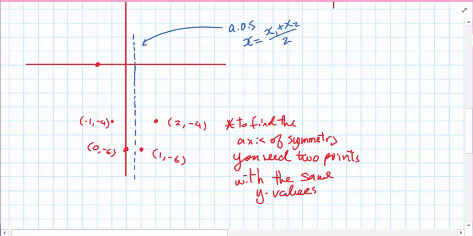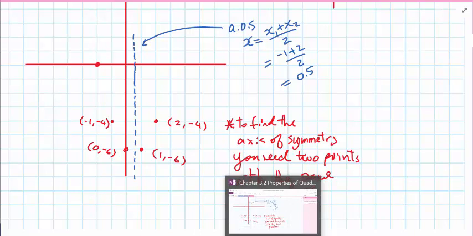Yes? So in this case, which one do you want to use? Let's use negative 1 and this one here. So I'm going to find the middle of negative 1 and 2. So that's going to give you negative 1 plus 2 divided by 2, and that is equal to 0.5. Is that 0.5? Yes. Okay.